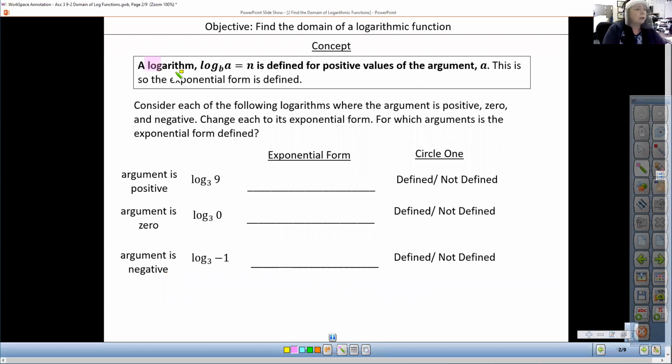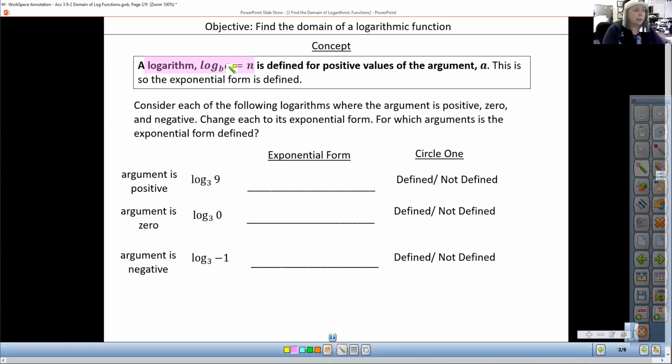So remember that a logarithm, which here is shown as log base b of a equals n, has our base as b, and that n, remember, represents the exponent value. And logarithms are equal to exponent values always. We learned that in the first lesson. And then a is referred to as the argument.